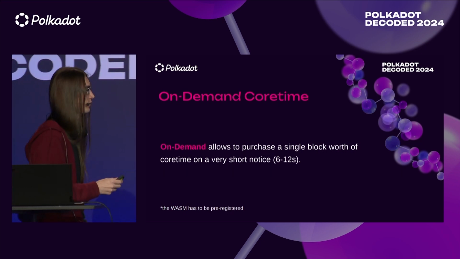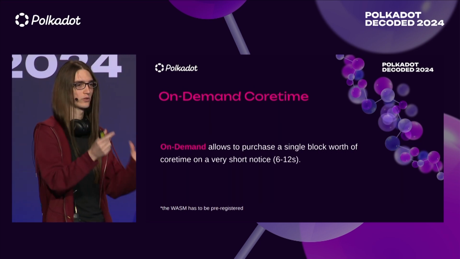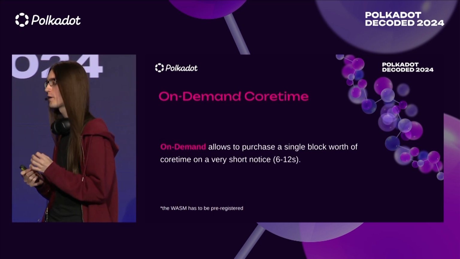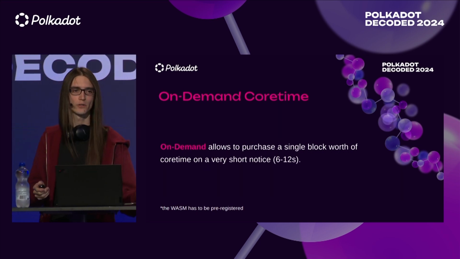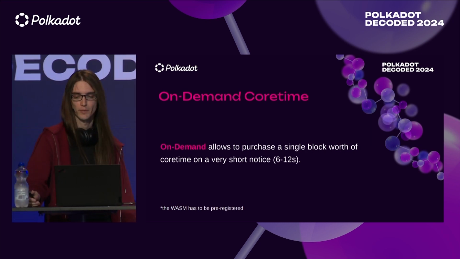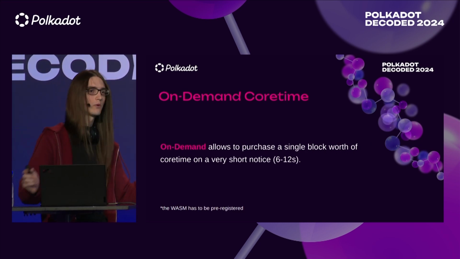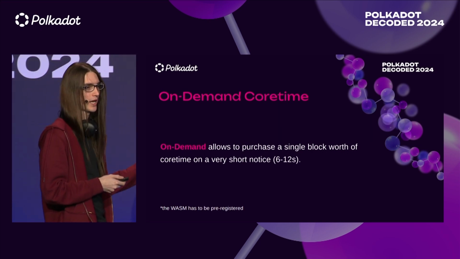So OnDemand, what it actually allows you is simply to buy a single block's worth of core time at very, very low latency, usually 6 to 12 seconds. It's somewhat similar to AWS Spot or any cloud computing spots, for those that are familiar with it. And one small caveat about it, you need to have your WASM pre-registered on chain to use it.